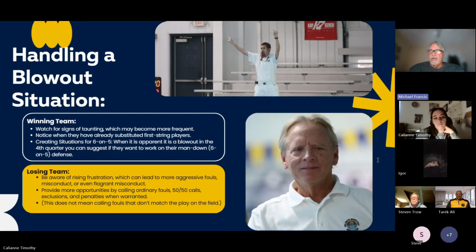But each team is different, so you want to be careful and sensitive to the situation for each team. For the losing team, be aware of the frustration that could lead to more aggressive fouls, minor misconducts, maximum misconducts, even flagrant. You really want to curtail that. Provide more opportunities at that point to maybe call more ordinary fouls, 50-50 exclusions and penalties when warranted. But this does not mean that you call fouls that don't match the play. You can't just make up something that doesn't even match the play. That makes it too obvious. Just try to stay within the realm of the game itself and the integrity.